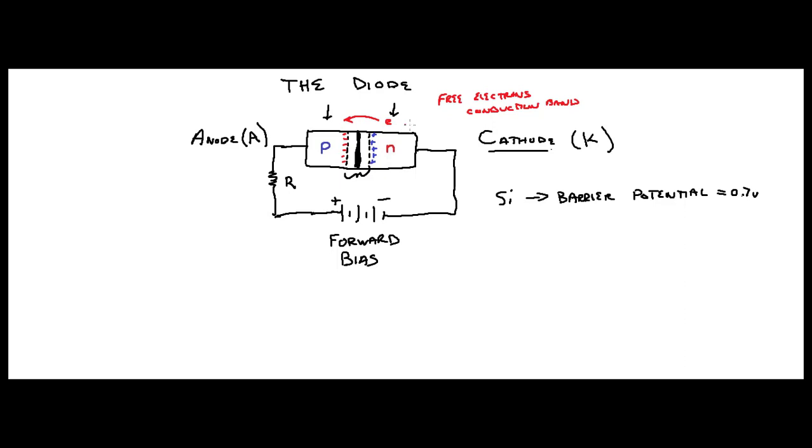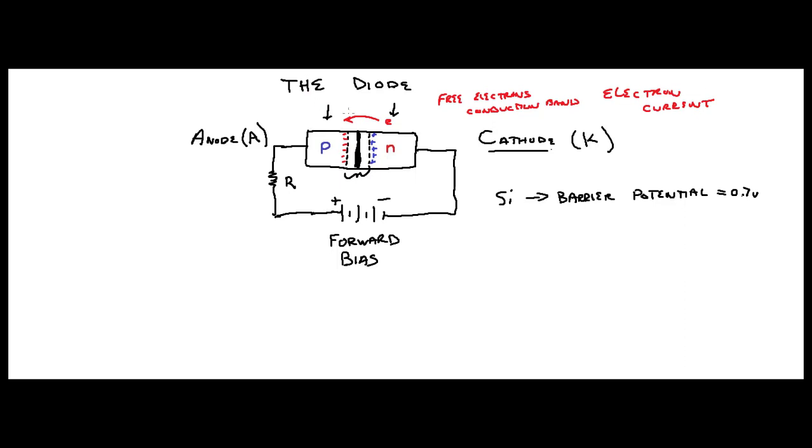This is electron current on this side, right? Remember that. I'm going to have to put something else over here. This is going to be electron current. That is the movement of electrons in the conduction band, okay?